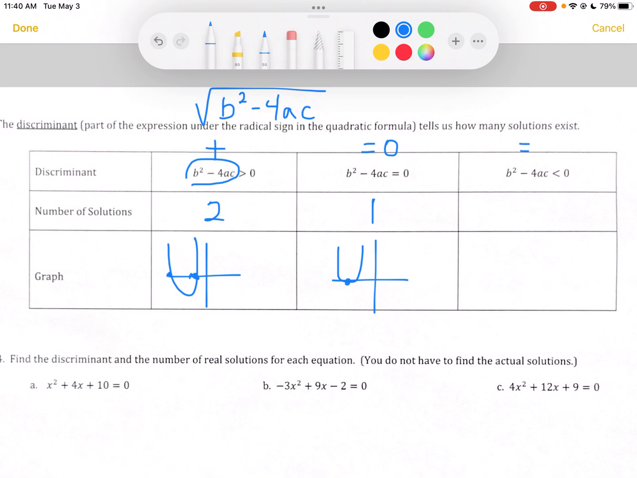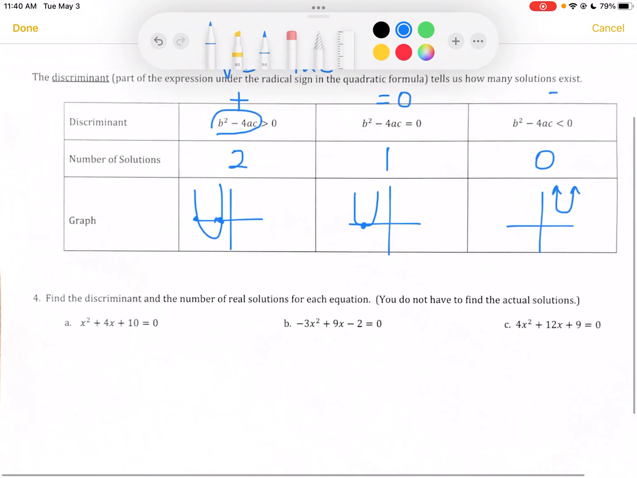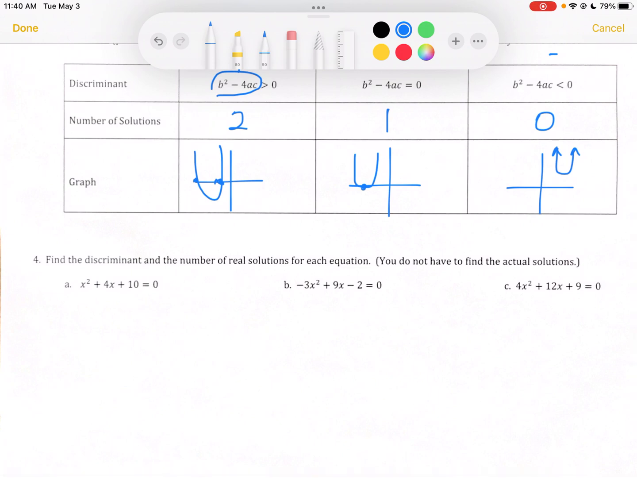If it's a negative number, we're going to get no solutions because that graph is floating up there in the air and it's never crossing the x-axis.